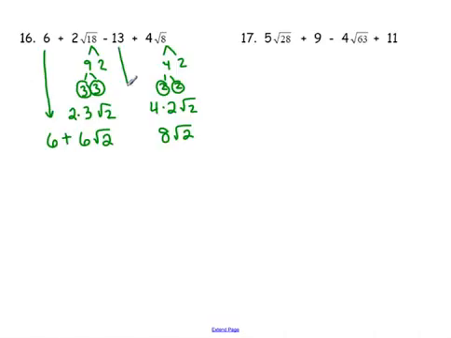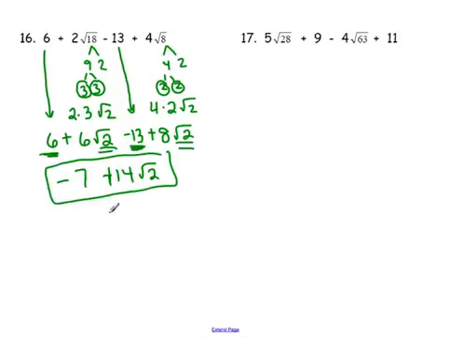I'll bring down my minus 13, stick that in here, and there's also an addition in here. What I have to do is, if I just have constants all by themselves, I'll just add or subtract those. So 6 minus 13 is negative 7. And then I look at these that are matching radicands, and I'll say 6 plus 8 is 14 times the square root of 2. This becomes my final answer.